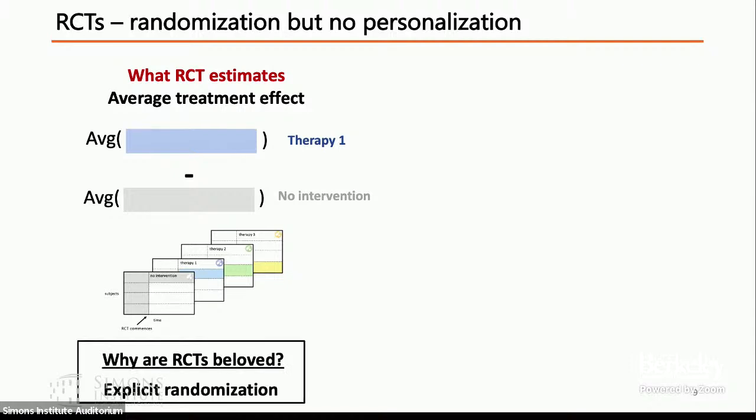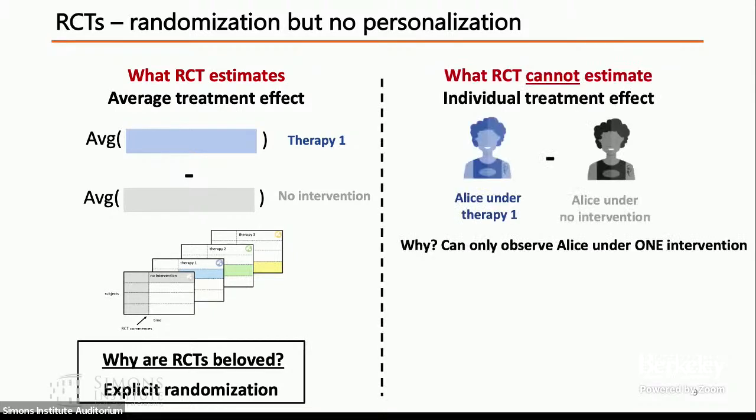Why are they so beloved, RCTs? Why are they used all over clinical trials? It's because there's explicit randomization, right? So there's no unmeasured confounding. But what can an RCT not estimate? It can't estimate, for example, the individual treatment effect.